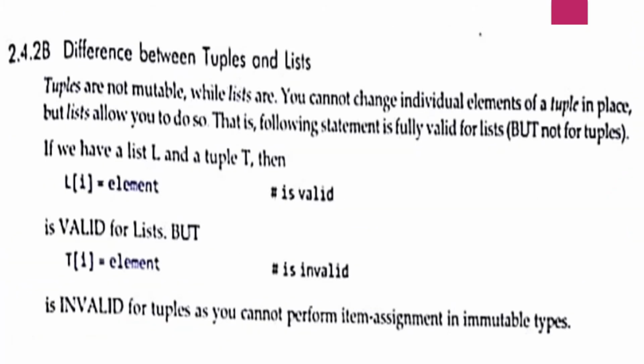Difference between tuples and lists. Tuples are not mutable while lists are. That means you cannot change individual elements of a tuple, but a list will allow you to do so. So the main difference is lists are mutable and tuples are not mutable, or immutable. The second difference is that a list starts with square brackets and a tuple starts with parenthesis.